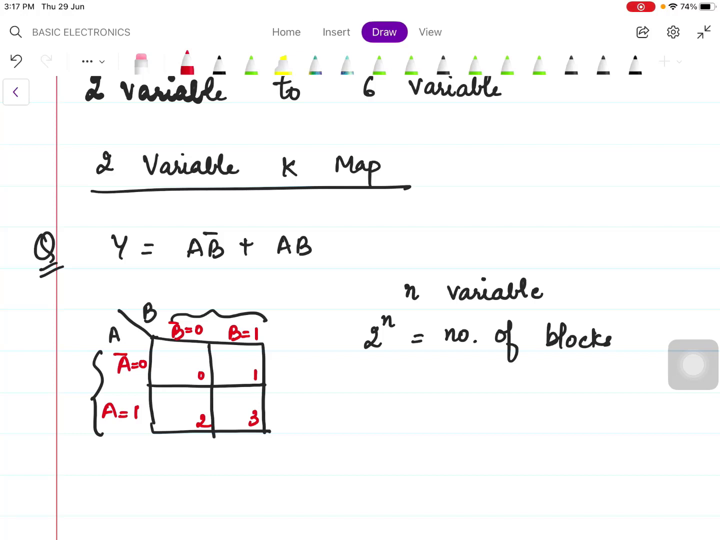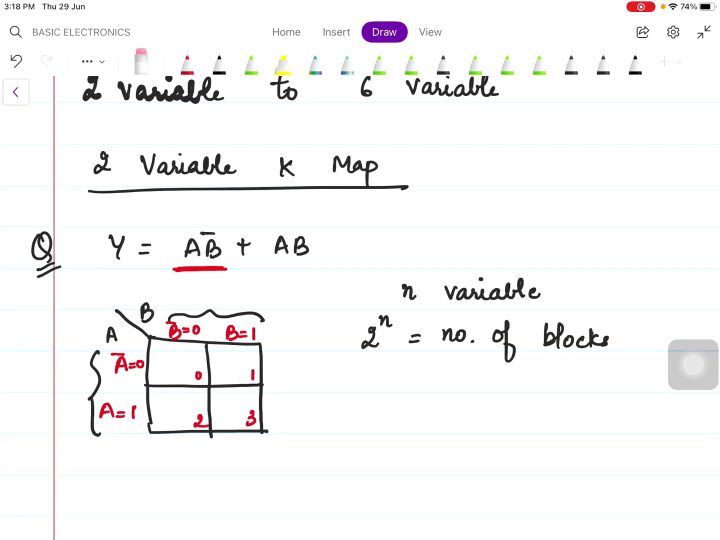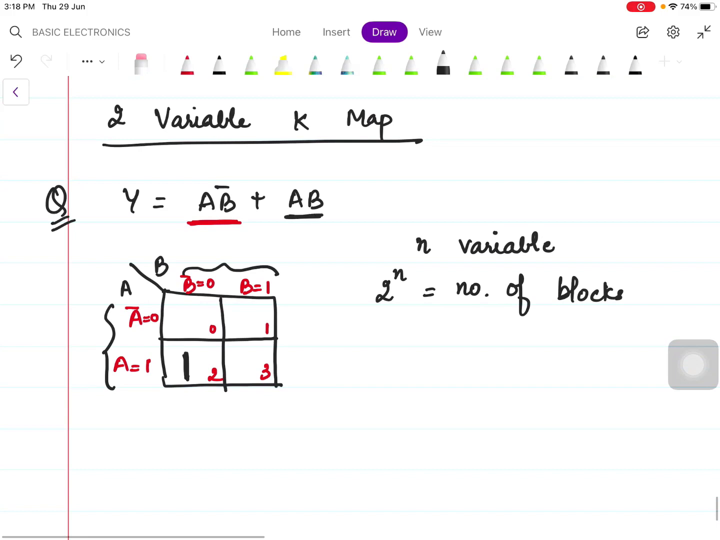Now when you have drawn this structure, see what the first term is. First term is A B bar. So A means in front of A, these 2 blocks, and B bar means downwards, so for B bar only this particular block is important. So we will mark 1 in this particular block. Similarly the next term is AB. So AB means in front of A and below B, that means this one. So we will mark this.